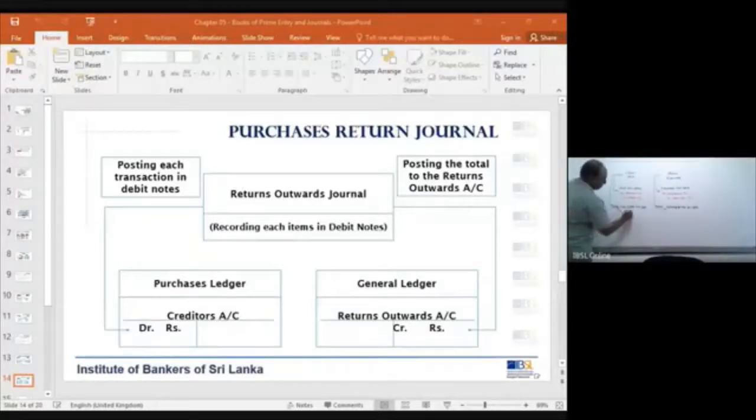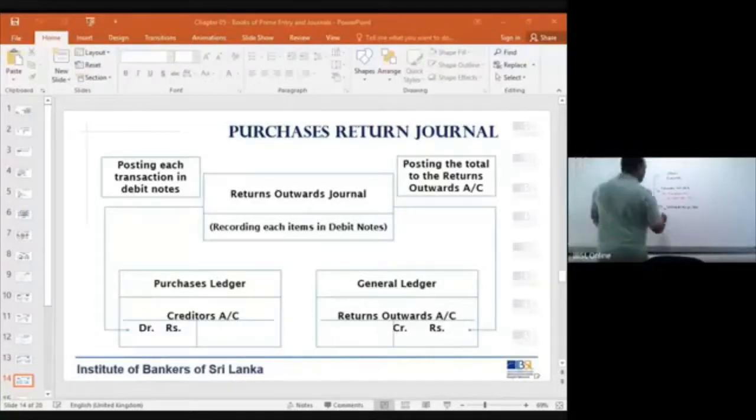So again, when you look at the double entries here, sales return account. So this is what I have given in the note as return inwards. You can debit sales return or return inwards account. Both the names are same. And credit debtors account. And here you will debit the creditors and credit purchases return or return outwards.